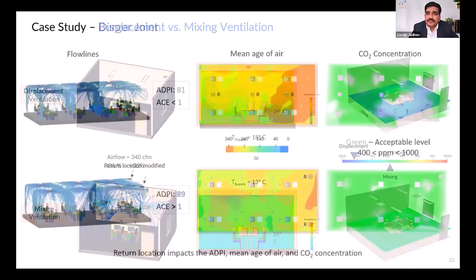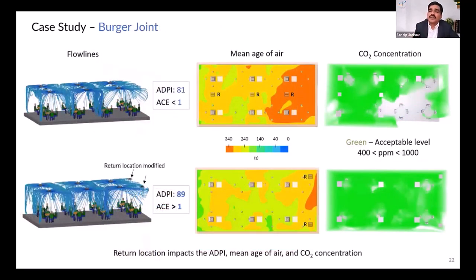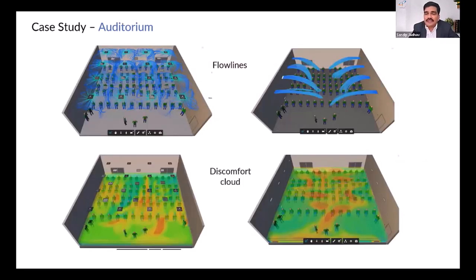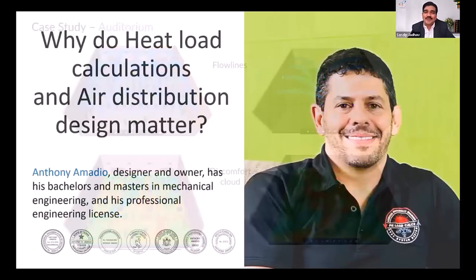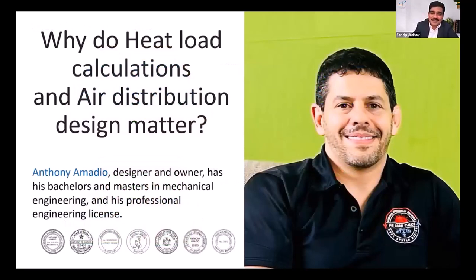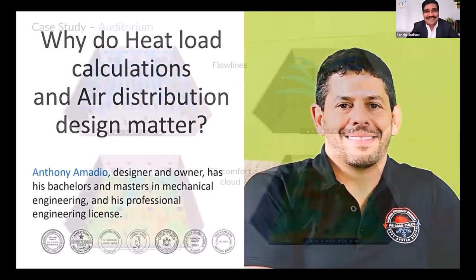And we can also then take it to the indoor air quality and see how much is the ADPI for a particular system, how good is the air change effectiveness for a particular area. So I just wanted to quickly go through some of these visuals to connect with what Robert was mentioning. So thanks, Robert, for giving the context to the whole presentation and helping us make sense of it.